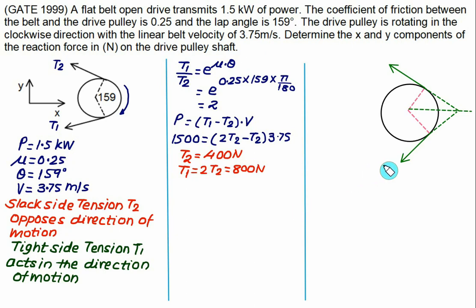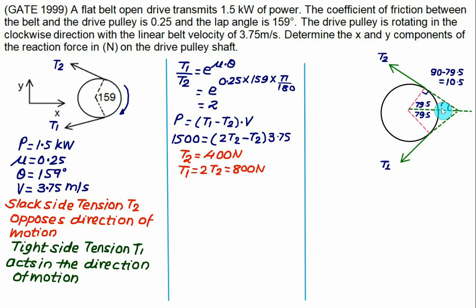So let's represent here the tension T1, which is on the tight side, and tension T2 on the slack side. This total angle equal to 159 is divided into 2 parts, that will be 79.5. So this angle is 79.5 as well as this angle is also 79.5. These are the tangents. T1 and T2 are the tangents. So this angle is equal to 90 minus 79.5, that is equal to 10.5.